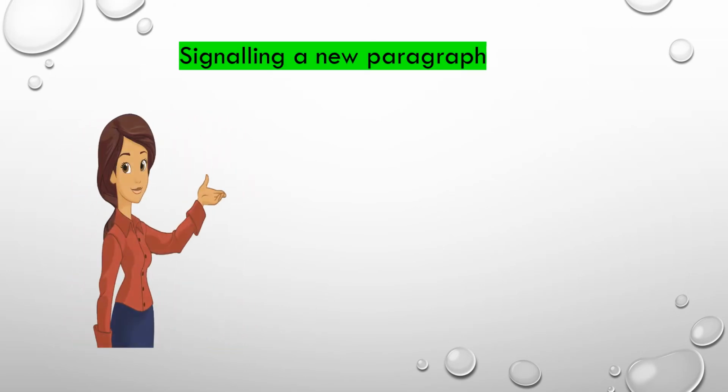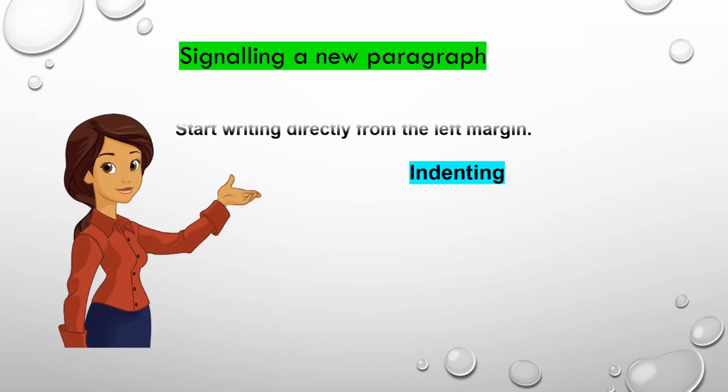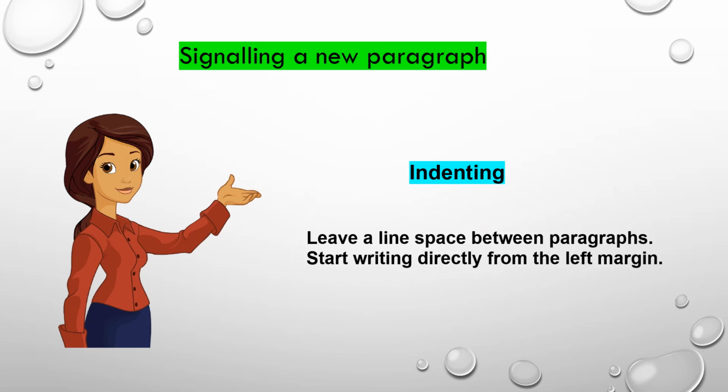Alright, so how do you signal a new paragraph? You should be well aware of indenting, which means you need to leave a line space between paragraphs. Start writing directly from the left margin. You're not going to leave any space when beginning a new paragraph.